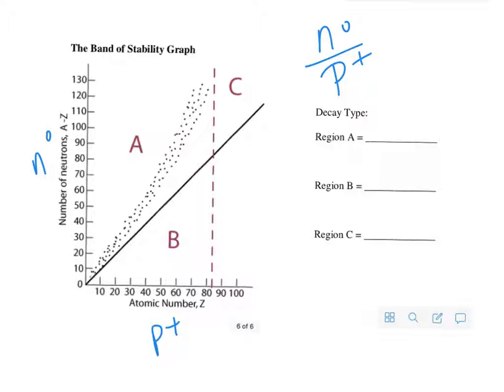If you'll notice those dots on the graph, that's called the band of stability. Atoms in that area, with that proton to neutron ratio, are actually stable. Anything outside where those dots are is not stable. You'll notice the dark line on the graph, that's showing a 1-to-1 ratio between neutrons and protons. So the band of stability actually has a few more neutrons than protons, and that's considered stable.